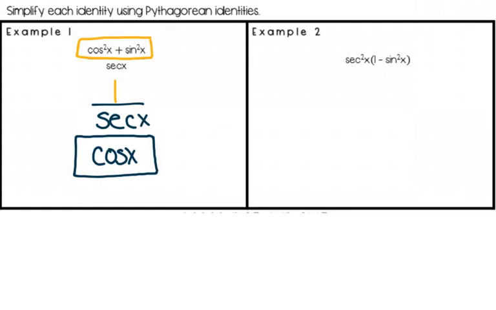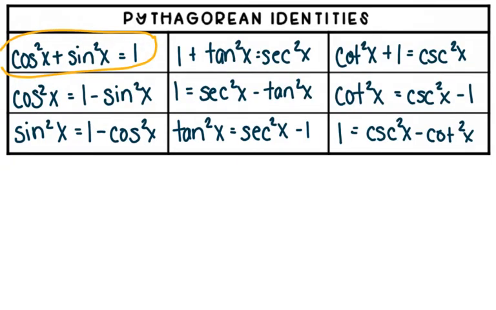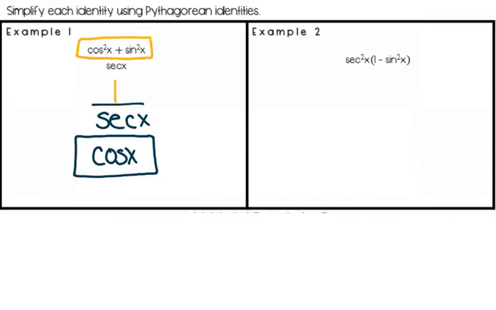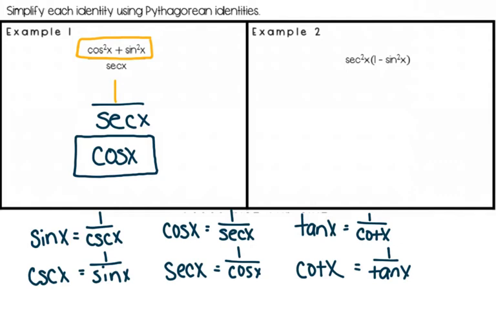Okay, so you had to know stuff about the Pythagorean identities, and then you had to know stuff about previous lessons about reciprocal identities. So down at the bottom, I'm going to write the reciprocal identities, so you know what I'm talking about. Those are the reciprocal identities that we talked about in a previous lesson that we're using again.